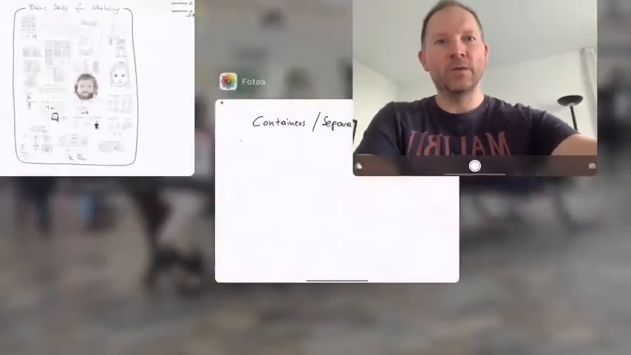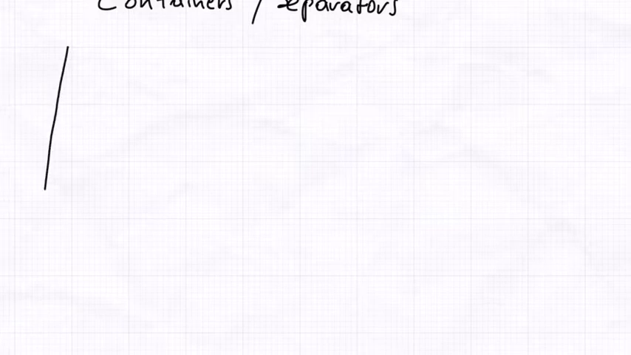When do we use containers or separators? So we basically use them always when we have a little bit more content that we want to group or separate from each other. There are some very simple approaches to doing that. And so let's take a look at what we can do.